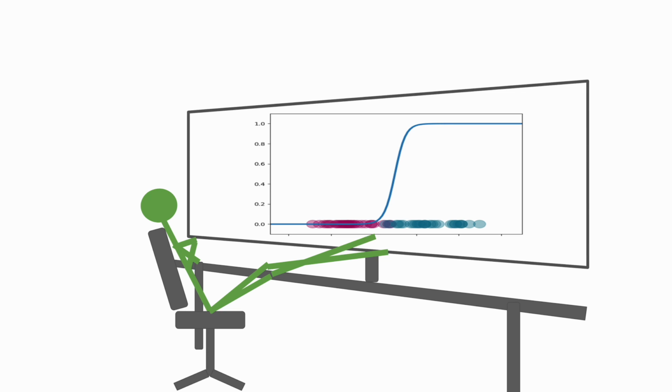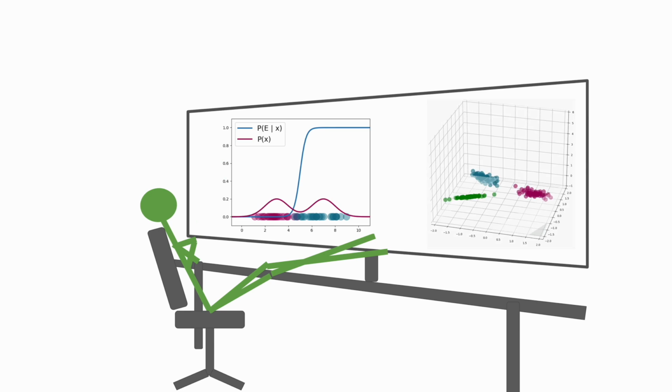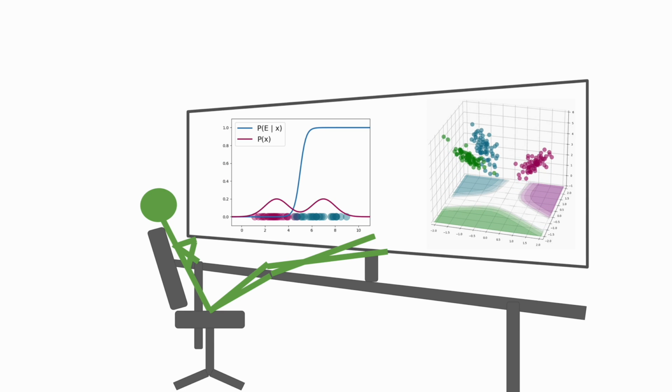I know what you're thinking. I fit logistic regression to my data, but now what? How do I make sense of it? What do the parameters of the threshold actually mean? The answer to this question depends on whether you're using logistic regression to model probabilities or if you're simply interested in its predictive power as a classification tool.